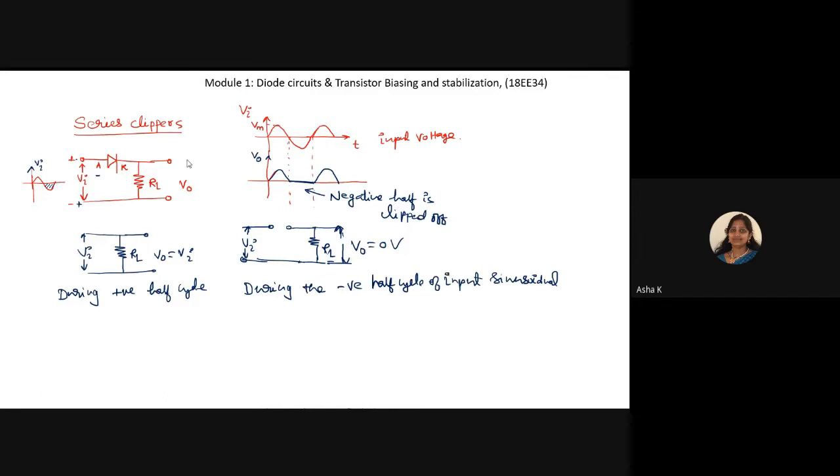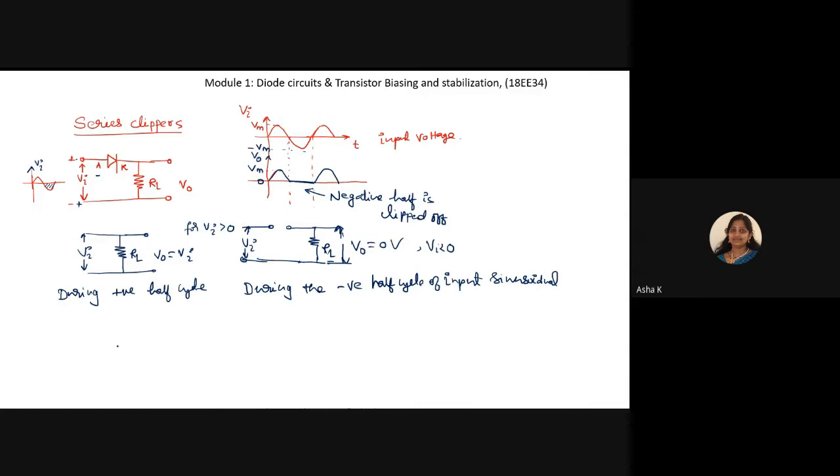The circuitry explanation all remains the same. For this particular series clipper, the series clipper is clipping off the negative half cycle of the information. So V output is equal to V input for input voltage greater than 0, and V output is equal to 0 for V input less than 0. Less than 0 means minus Vm. Whenever I have the peak, minus Vm, I'm going to get the output voltage as 0.